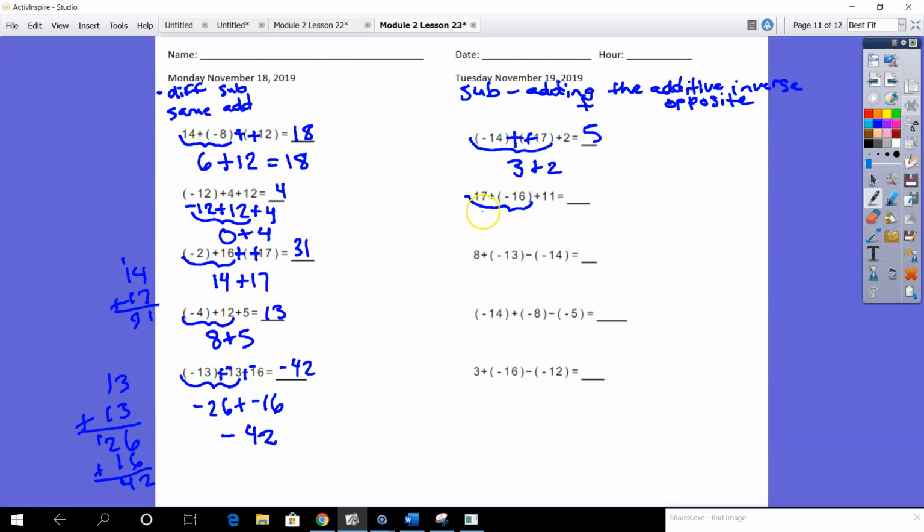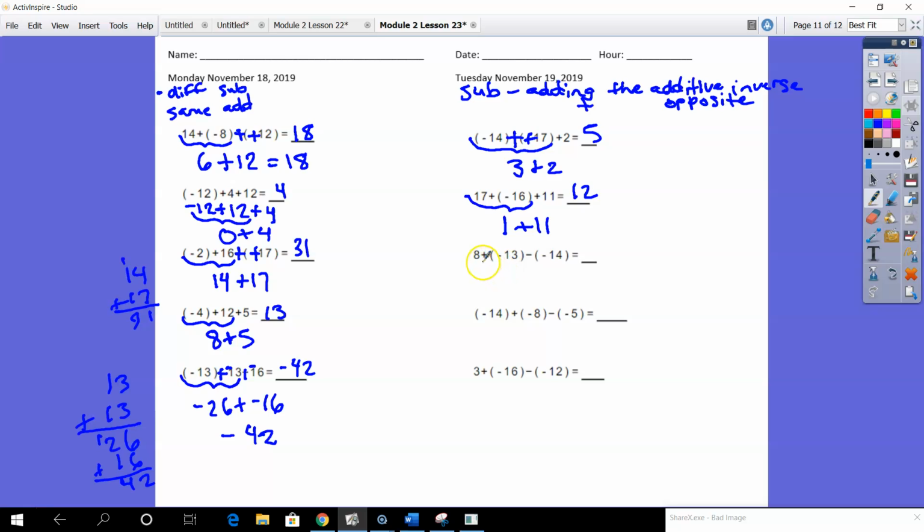So 17 plus a negative 16, different signs again. So we're subtracting, gives me 1. Keep the sign of the greater absolute value. The 17 has a greater absolute value. Bring down the rest, plus 11. 1 plus 11 is 12.